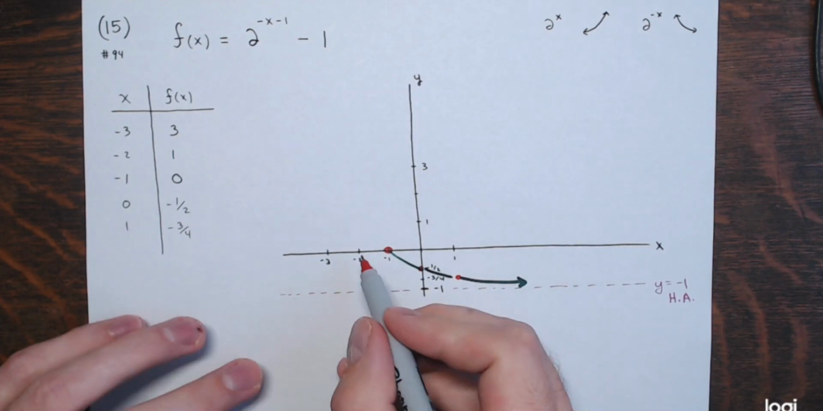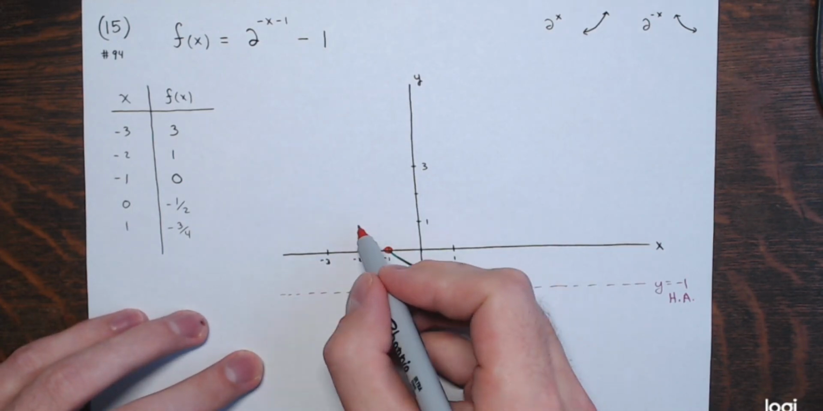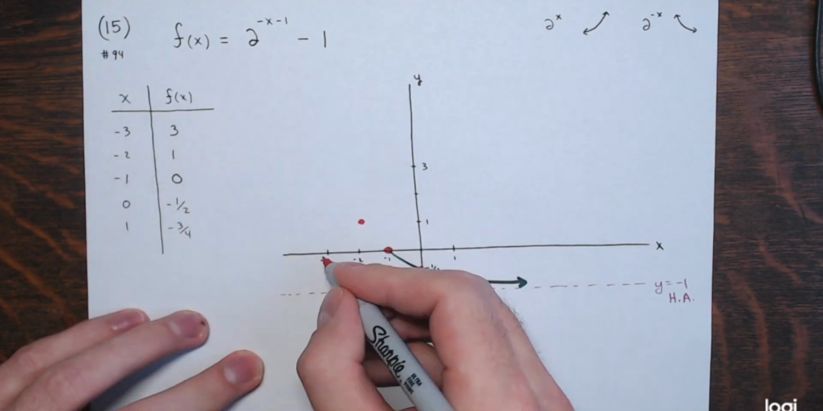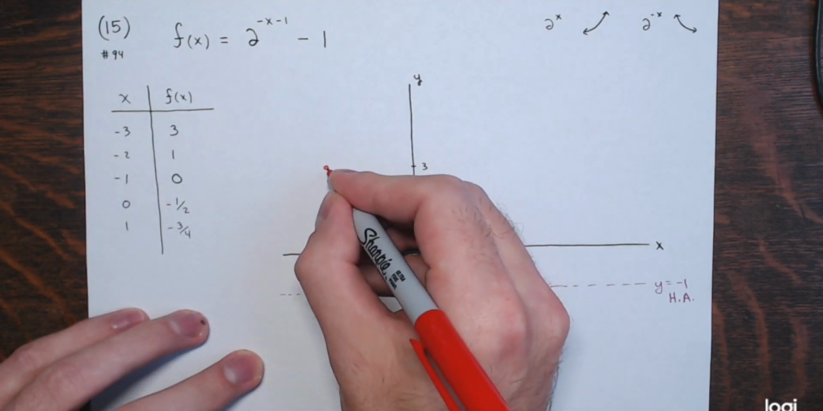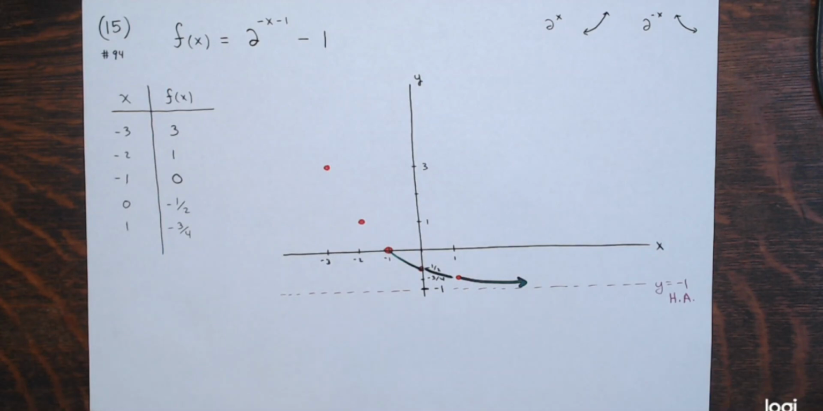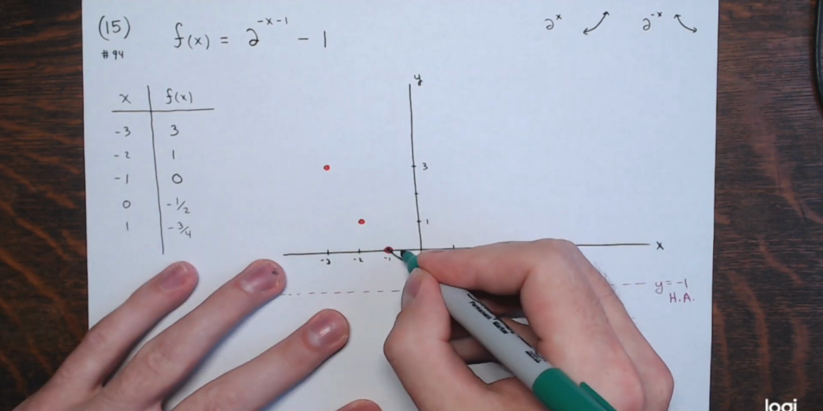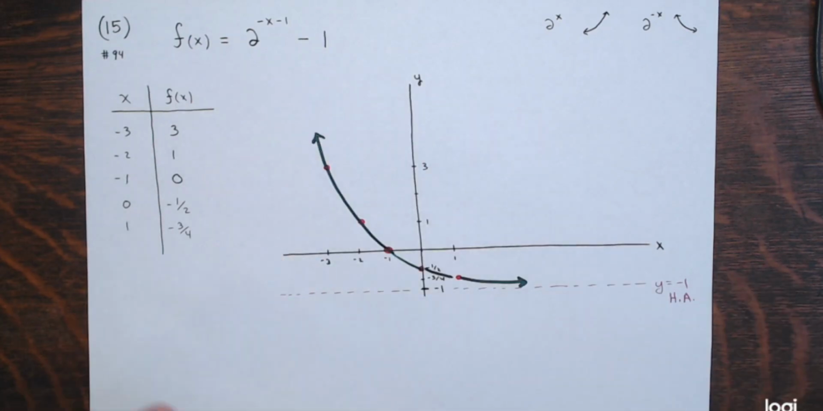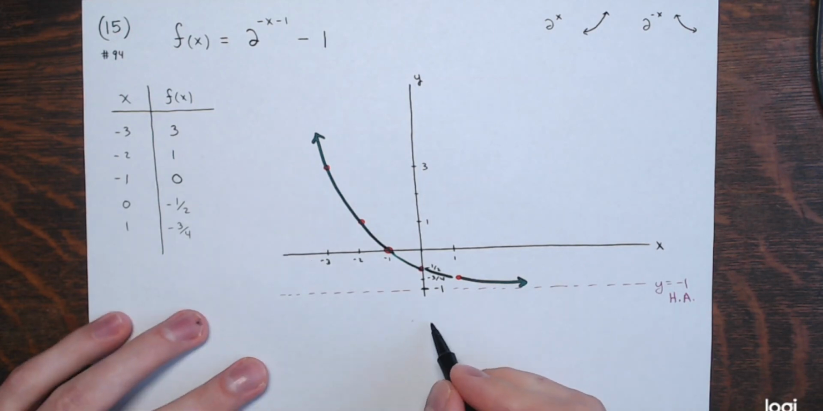And then negative 2, we got an output of 1. And negative 3 gave me an output of positive 3. It goes up more rapidly going this way. And there's your exponential function. So yeah, it's a decreasing function.